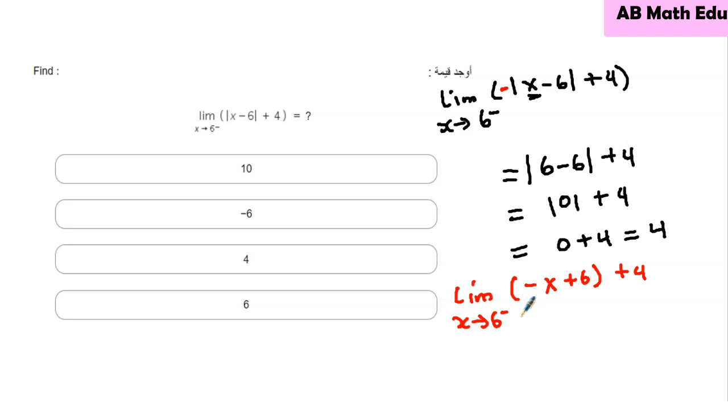So now you can plug in the 6 because it's approaching, or you can plug in, say, 5.999. If you want to get more understanding, you plug 5.999. Negative 5.999 plus 6 is just going to be positive 0.01 plus 4, which is basically still 4. 4.01 is still 4. So here we get 4.